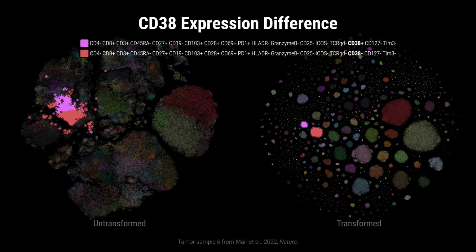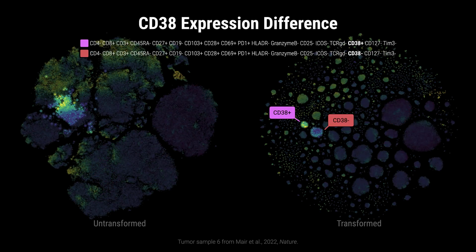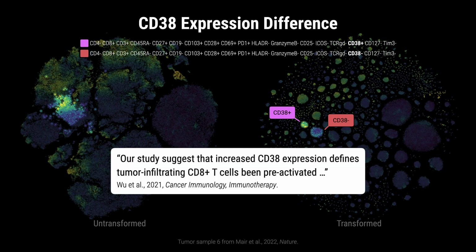Here I'm highlighting two cell phenotypes that only differ in their CD8 expression and strongly overlap in the untransformed embedding, while being well separated in our transformed embedding. And so when we look at the CD8 expression, we could identify a trend in the untransformed embedding, but it's hard to perceive it as a unique cluster. Interestingly though, CD8 expression has been shown to define pre-activated, tumor-infiltrated CD8 positive T cells. So it could be biologically relevant to perceive these two cell phenotypes as distinct clusters.